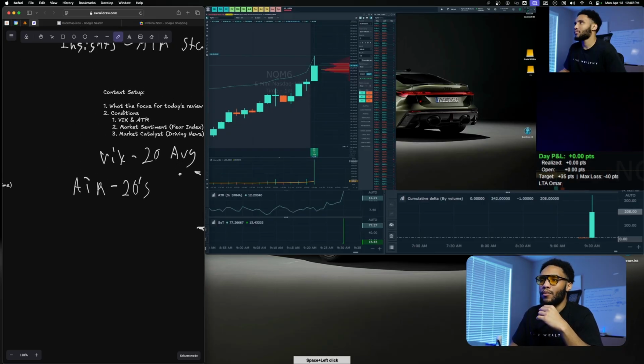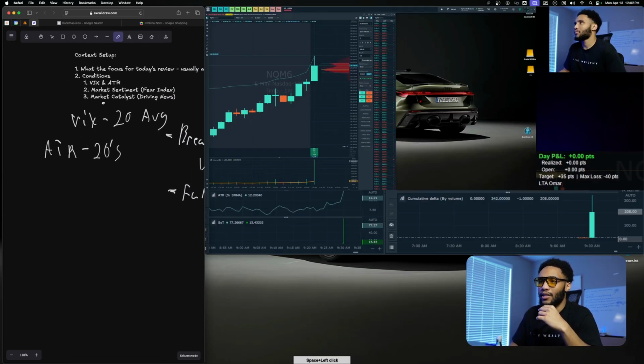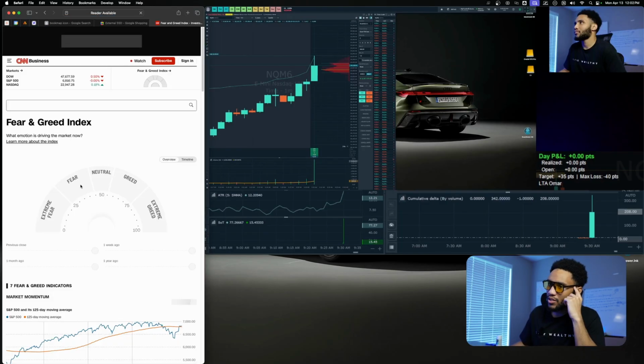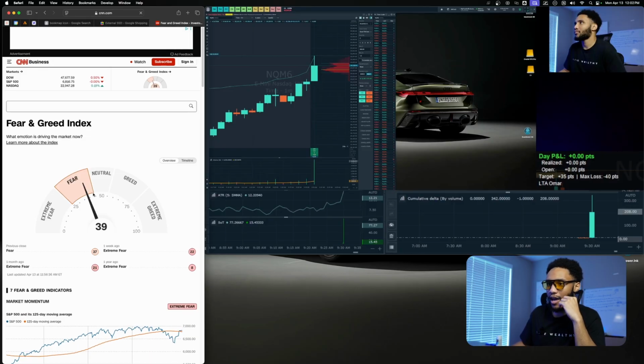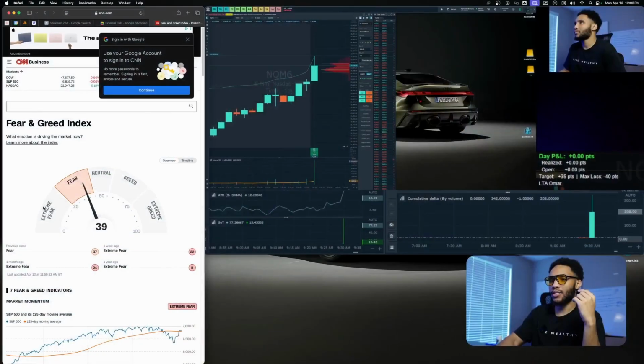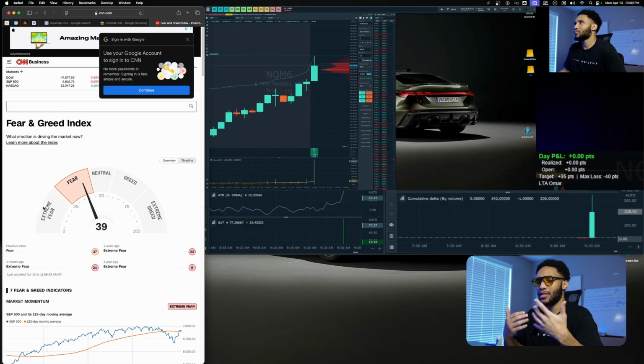Now, market sentiment is something like the fear index. So let's see what the fear index was for today. We were in fear, but we're getting ever so closer to neutral. 2 weeks ago, we were in extreme fear because of the whole war. So it's good to see that we're coming back to neutral, but this also means that volatility is dying down.